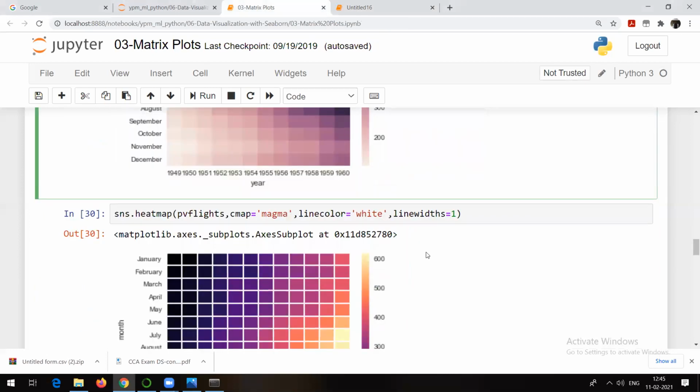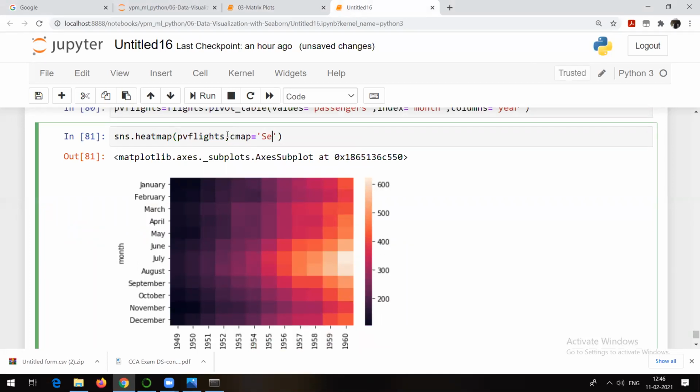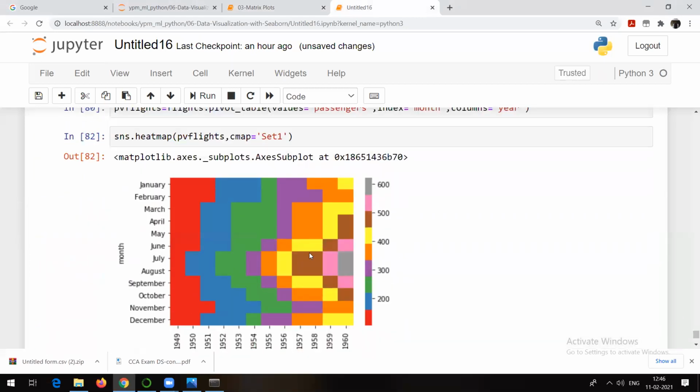Okay. Now you can have different options, cmap and all those things, just the fancy things I can say. Suppose I go and show you cmap equal to, let's use the same thing, set one. We will be able to see this graph, right? So gray color is nothing but the maximum number of passengers. You can check in the scale. And like this, you have this particular line color.